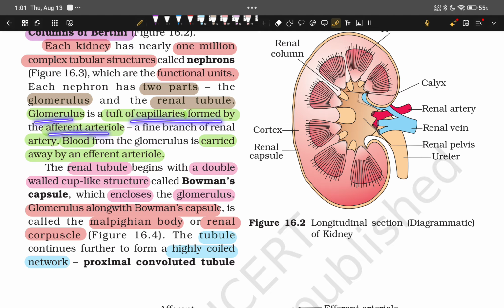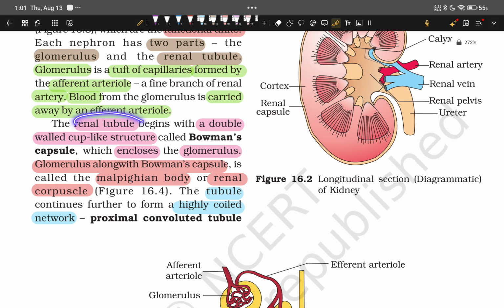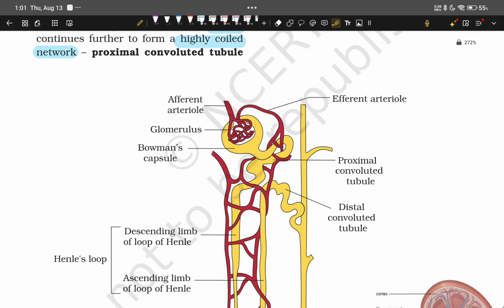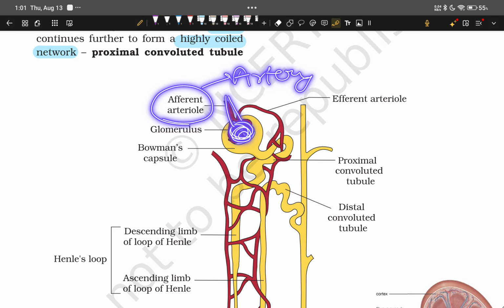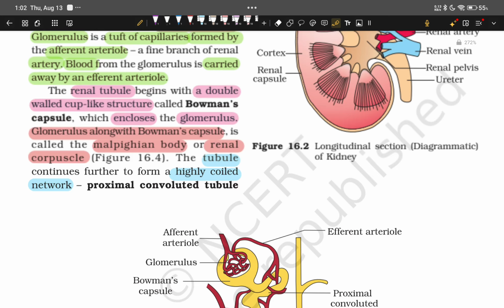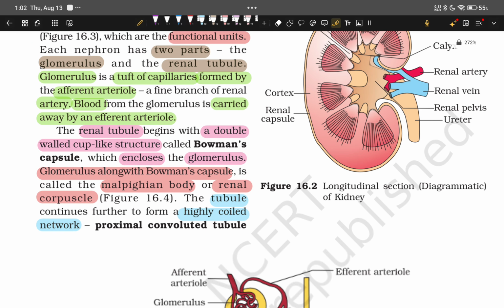Glomerulus is a tuft of capillaries which is formed of afferent arteriole, which is a fine branch of renal artery, and blood from the glomerulus is carried away by efferent arteriole, which is again a fine branch of renal artery. So let's understand it with the picture: glomerulus is a tuft of capillaries made up of afferent arteriole, which is a branch of renal artery, and the vessel which comes out of it is efferent arteriole, which is again a fine branch of renal artery.